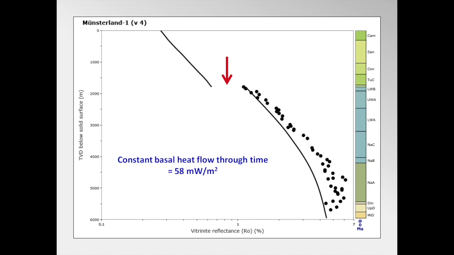The blame for a misfit between the measured dots and the calculated line can be laid either on the measured data, if their quality is questionable, or on the model, because models always have at least some uncertainty. Since in this case we trust the reflectance data, our model must be deficient. But what specifically is wrong with it?